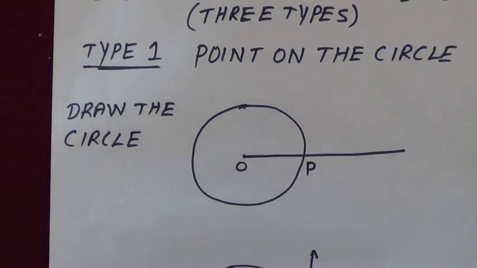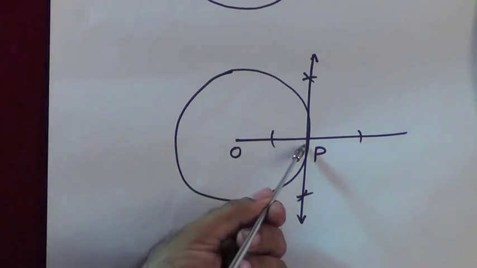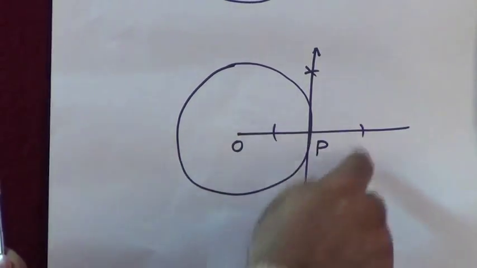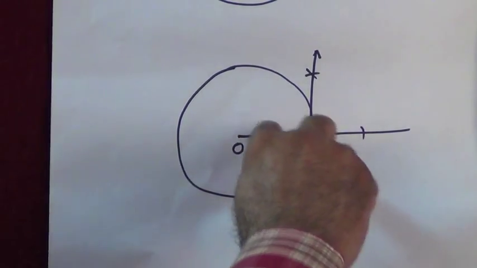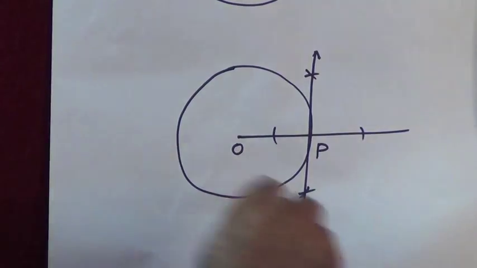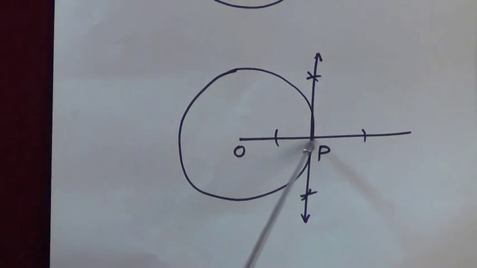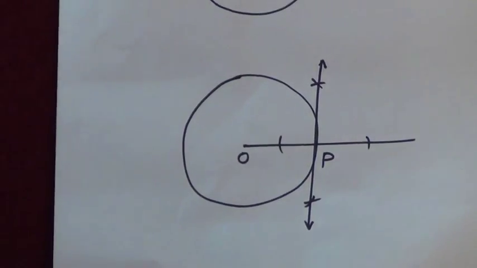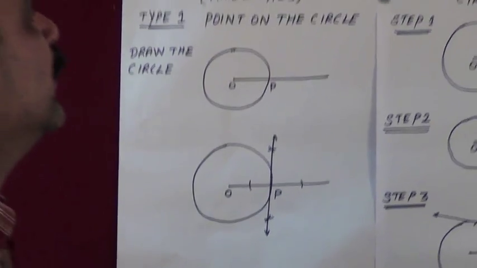After you extend the line, keep the needle at the point on the circle, that is point P. From point P, cut an arc on both sides, and from those 2 arcs, you join and make a perpendicular bisector, as you know. The line passes through point P, which is on the circle. This is the first type of construction for tangents, which comes normally for 2 marks.